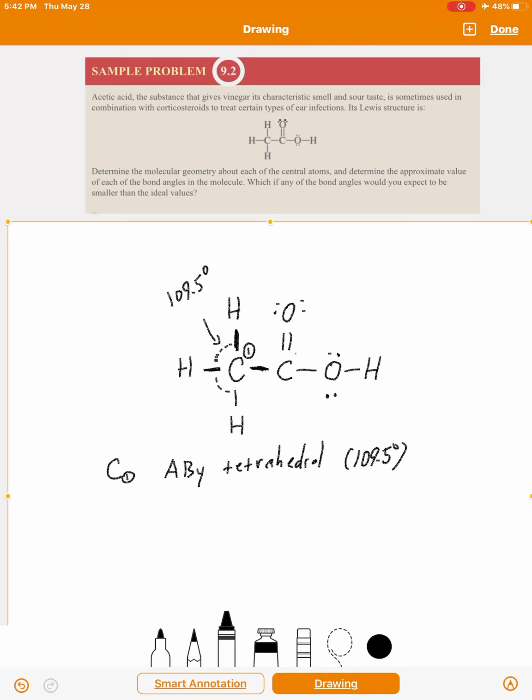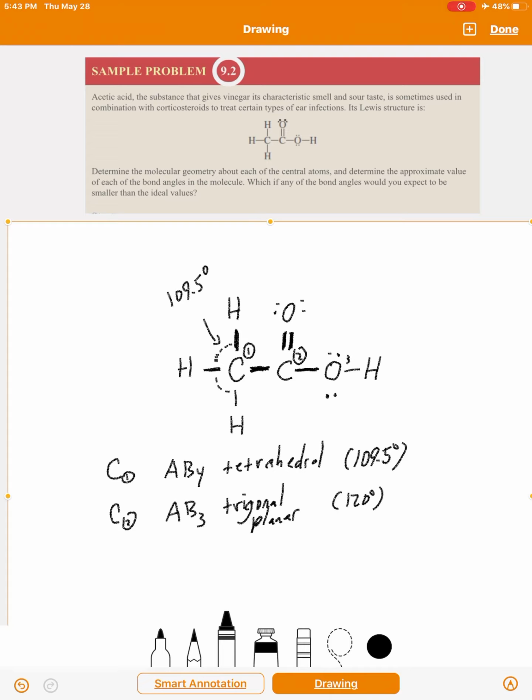Now let's try the second carbon atom, so C2. Now, for that one, it's different. It's bonded to the first carbon, but it's doubly bonded to oxygen, and then it's bonded to the oxygen here. So that's really AB3. No lone pairs. That would be called trigonal planar. And trigonal planar is 120 degrees.